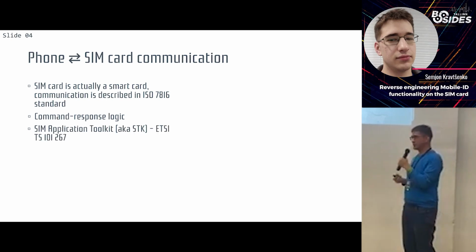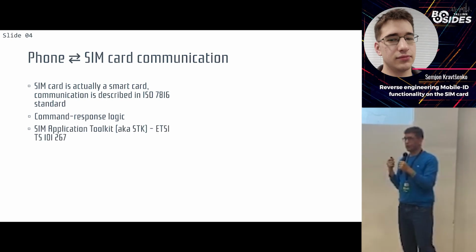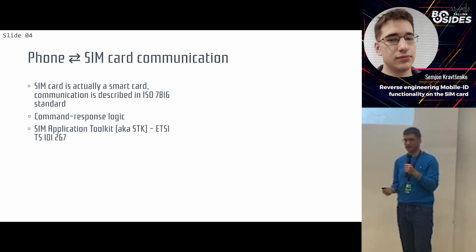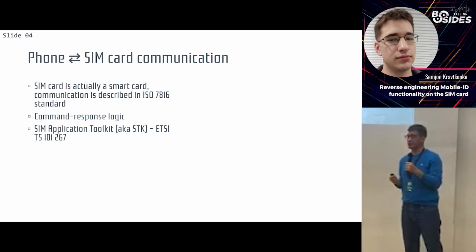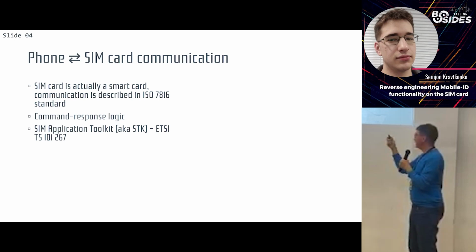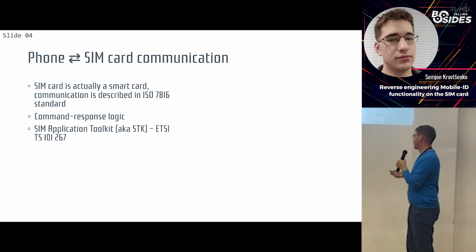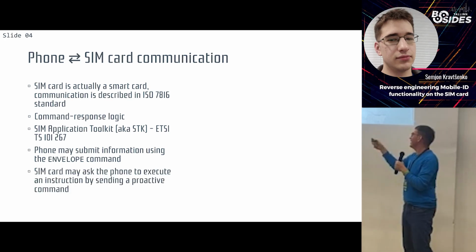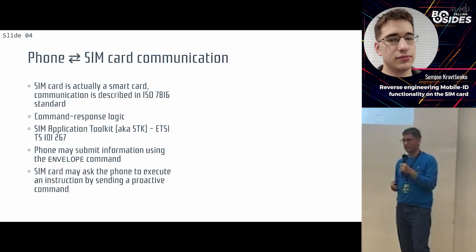Now, there is a special standard defined to help developers of SIM card applications to have some extra functionality. For example, to make a message appear on the phone, or send a message, or maybe ask for some input. And these features are defined in this standard right here. So one of the features is that the phone can send some information to the SIM card. Not an instruction, just some information inside an envelope command. For example, this could be an SMS message with the hash. And the other feature is that the SIM card may ask the phone to perform some commands.